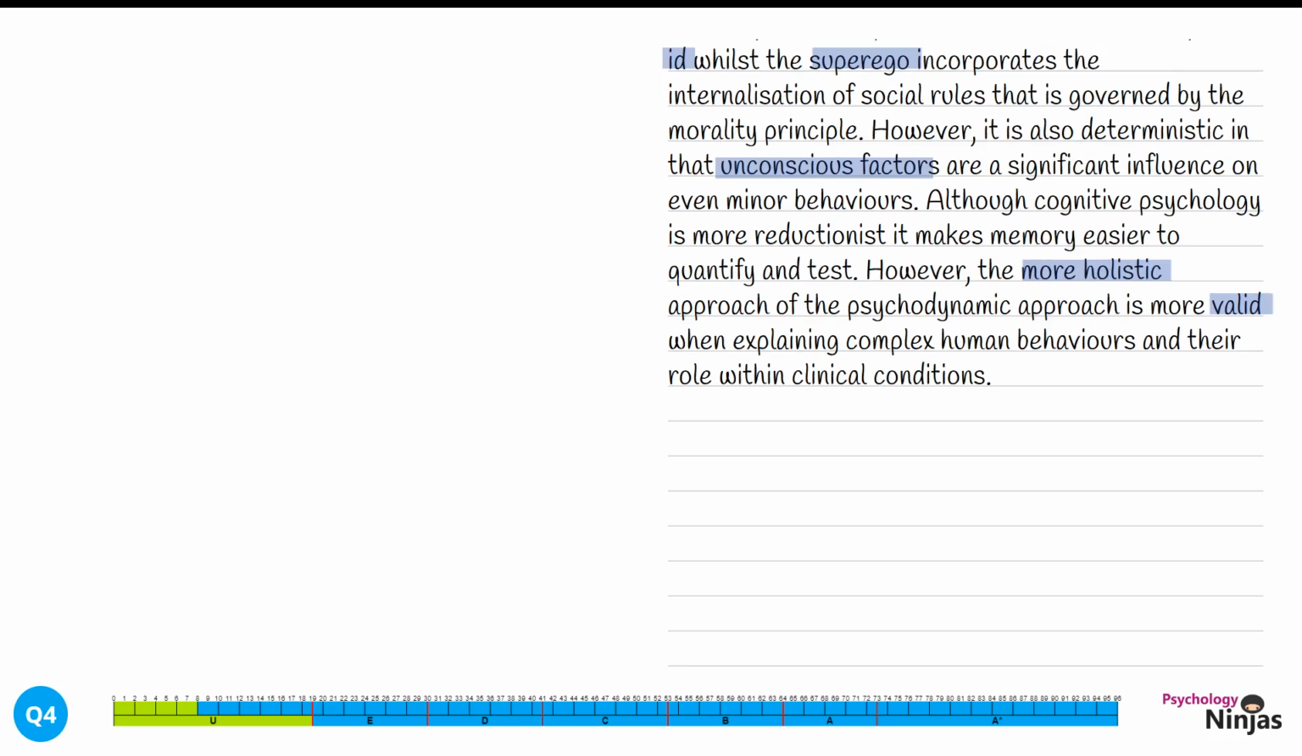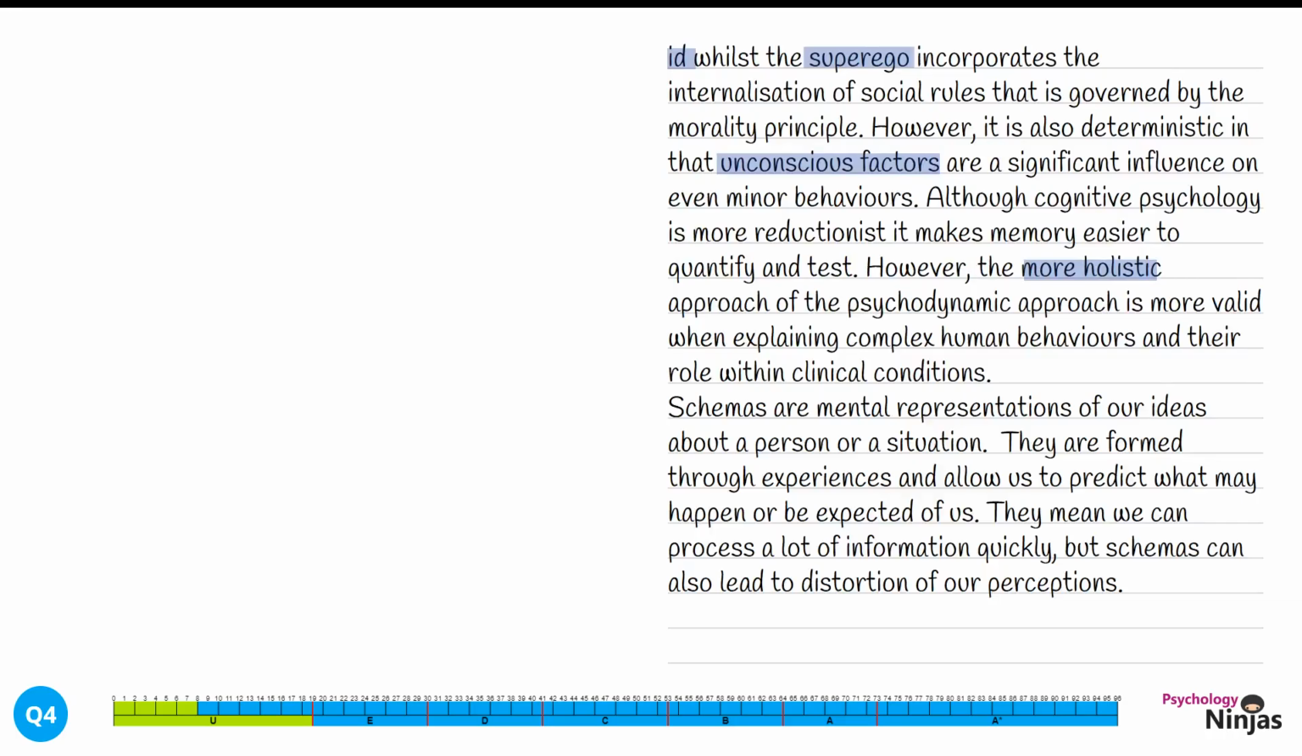We're going to outline another concept within the cognitive approach. There is clear detail in our outline here. We've started with a clear definition of what schemas are and developed this in terms of the impact they might have in terms of strengths and weaknesses on our understanding. That schemas allow for quick processing of information but can easily be distorted.